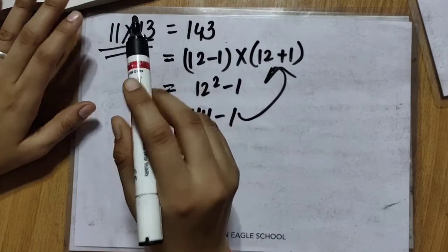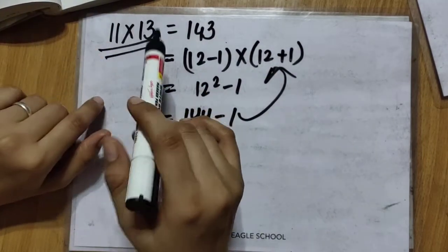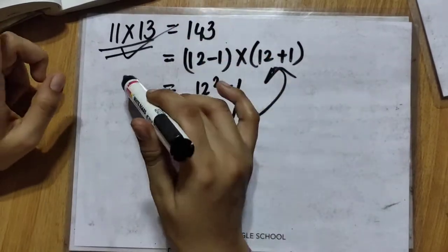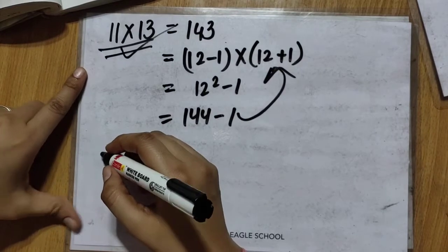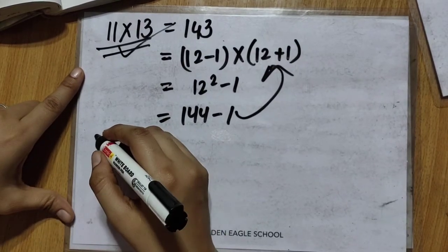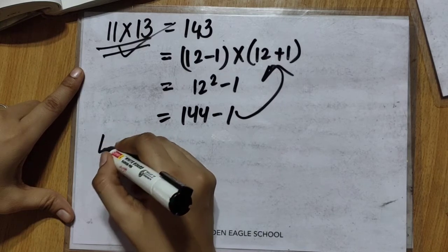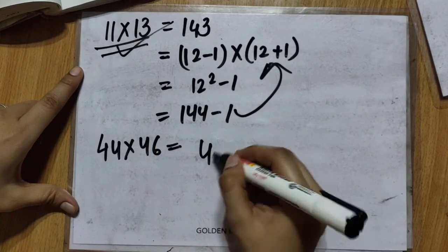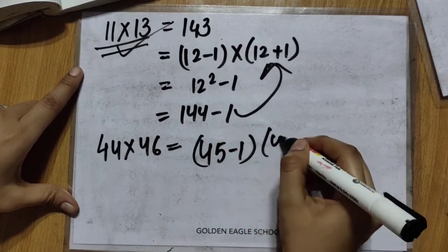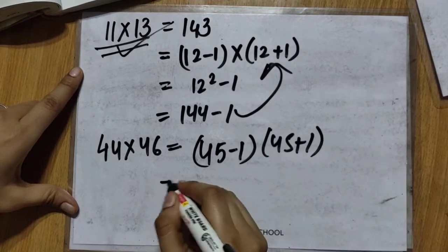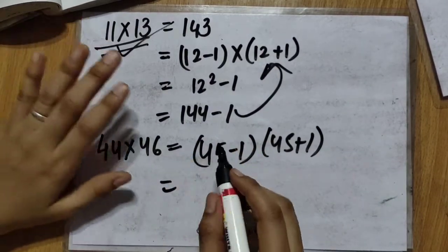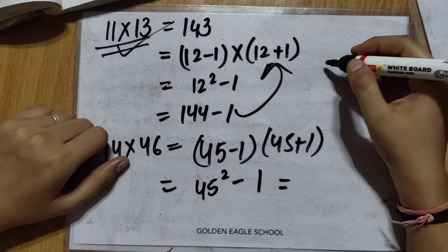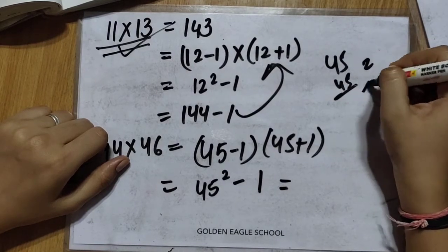That is the product of two consecutive even or odd natural numbers, like here even and odd. Similarly, if we take even numbers, we can take 44 into 46, that is 45 minus 1, 45 plus 1, right? This is also a method of finding squares. So this will be 45 square minus 1. Find out what 45 square is.